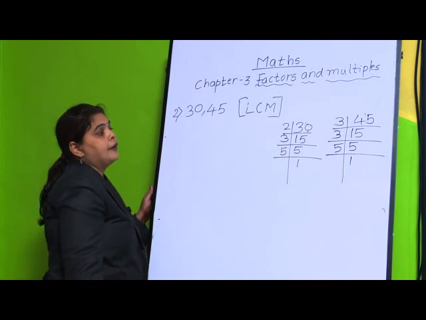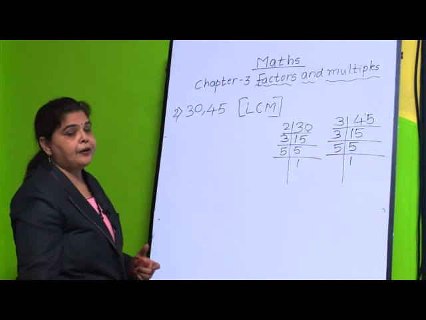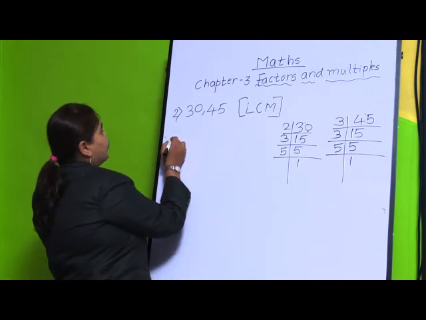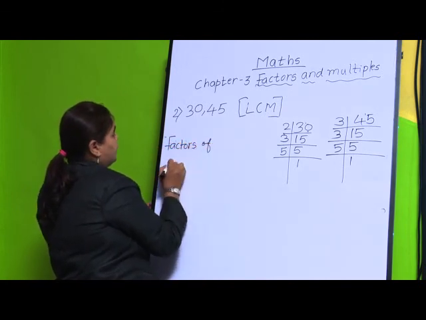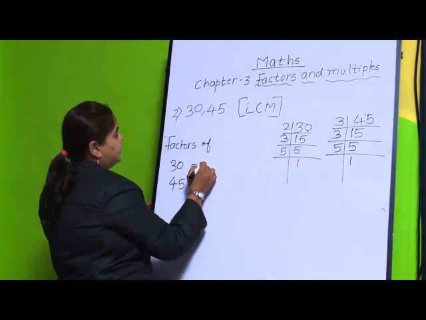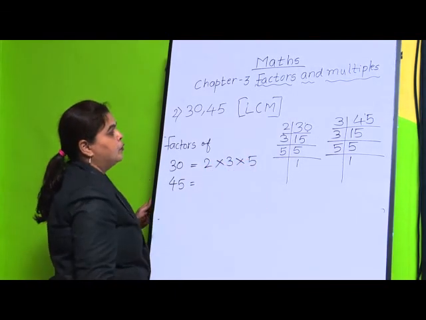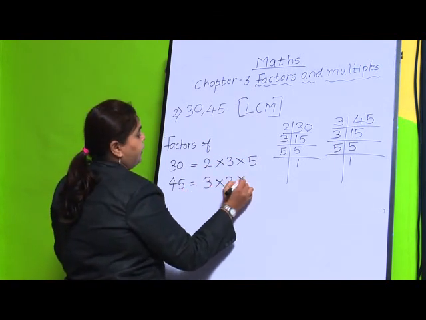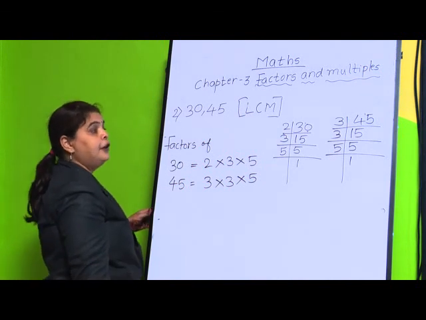These are the factors of 30 and 45 by the prime factorization method. Now, we have to find out the LCM of this. So, what are the factors? Factors of 30 is equal to 2 multiplied by 3 multiplied by 5, and the factors of 45 is 3 multiplied by 3 multiplied by 5. These are the factors of 30 and 45.